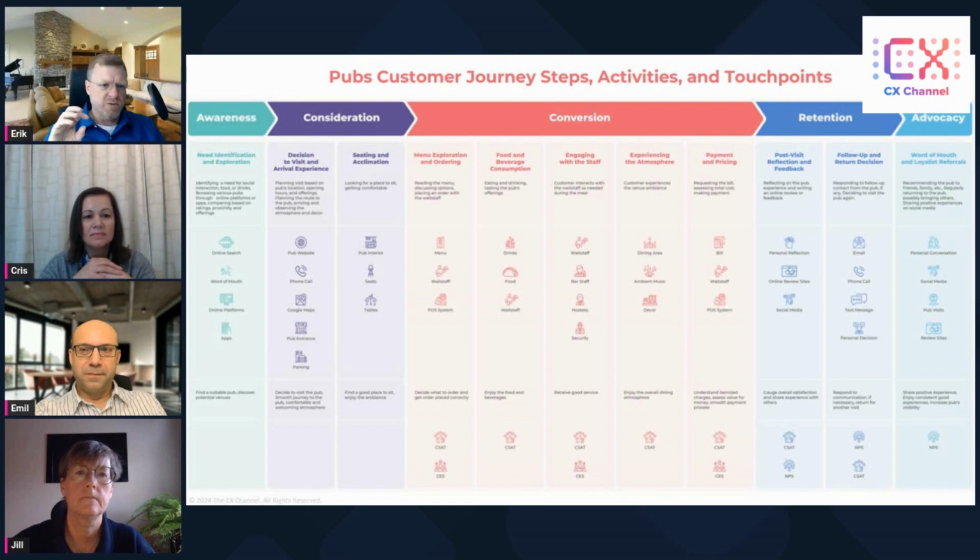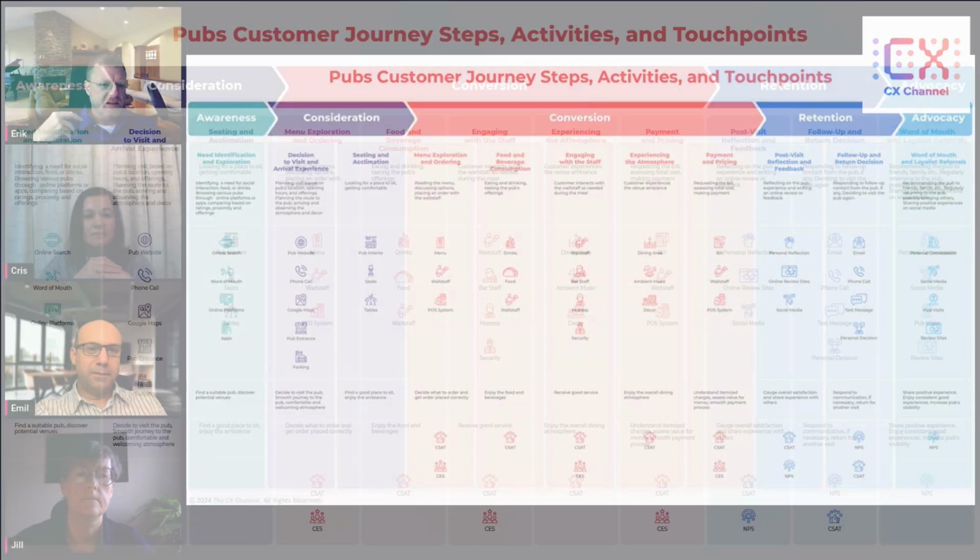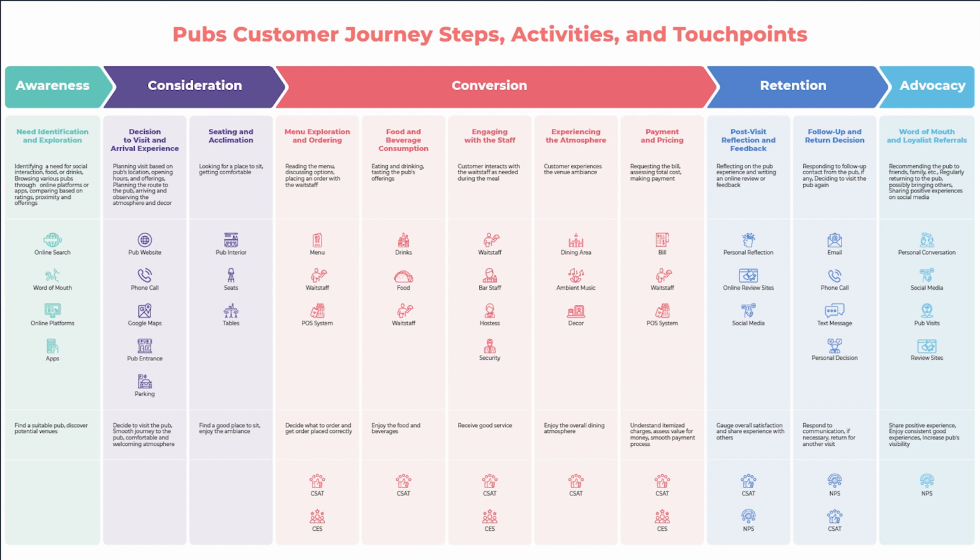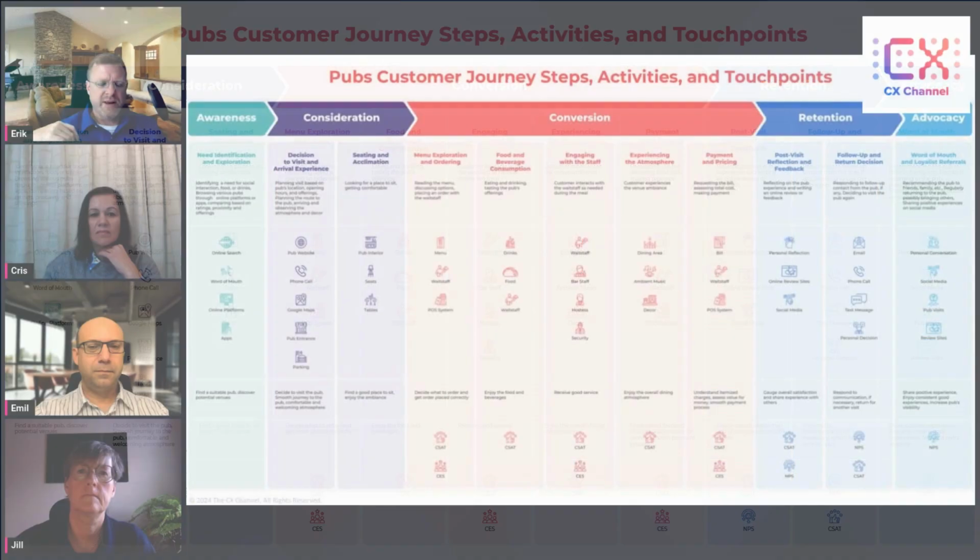So you have the awareness, which is where they're identifying their needs and considering whether or not to go to a pub. The second stage is consideration, which is where they actually make that decision, and then everything they do all the way up until they actually order something, right? Because ultimately they haven't spent any money yet. So they're coming in and deciding to park their car or walk on over, get inside, sit down, look at the ambiance and decide, is the seating good? Is this where I want to sit down and do my hanging out for the next hour or so?